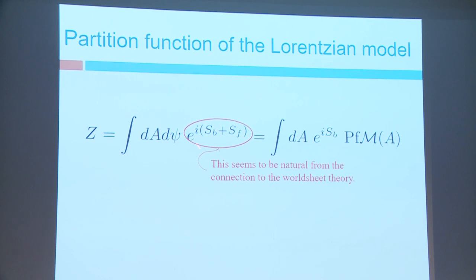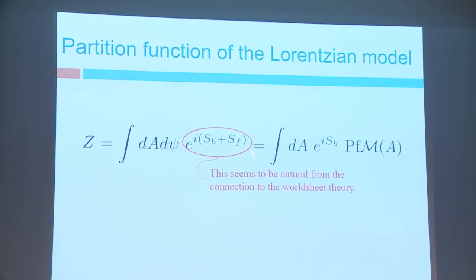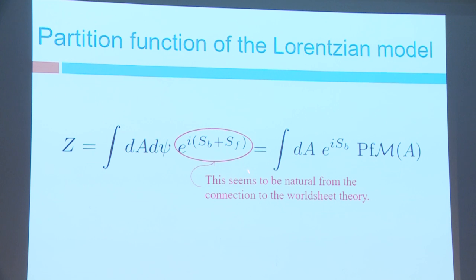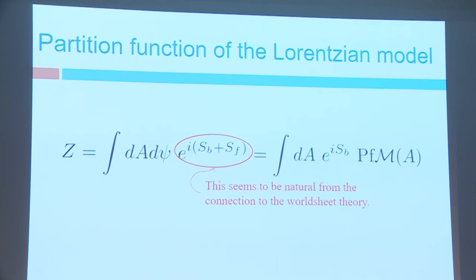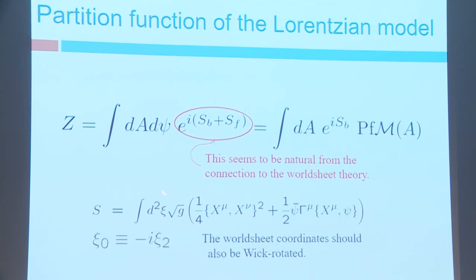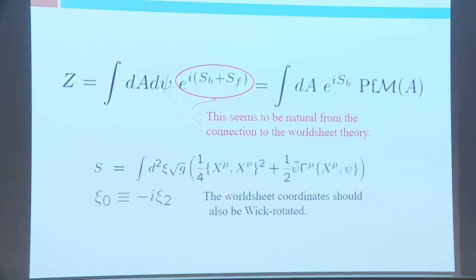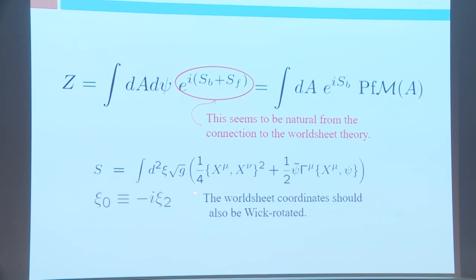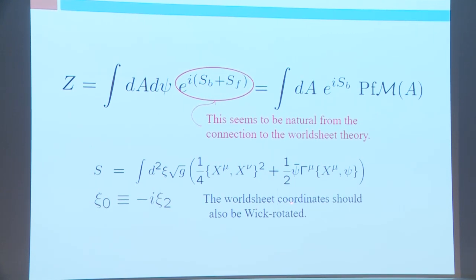we have a factor i in front of the action. Actually, this seems natural from the connection to the Worldsheet theory, because this is a Schild-type action, and in the Lorentzian signature, the Worldsheet coordinates should also be Wick rotated. So we get an extra factor i in front of the action S. So this i corresponds to this i.